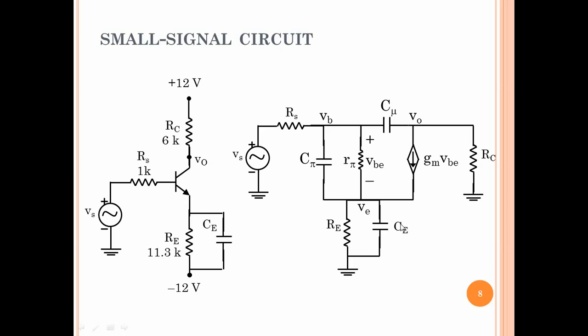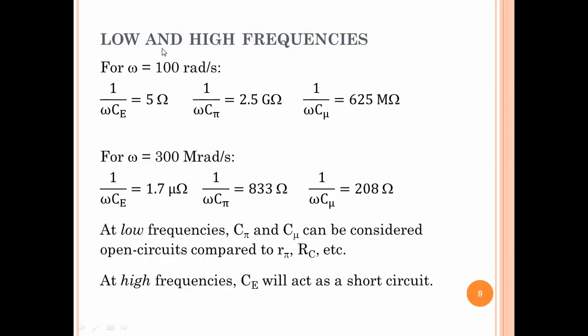Now let's look at some numbers a little bit. Let's look at a low frequency and a high frequency. Let's say omega is 100 radians per second, a reasonably low frequency. Let's find the magnitudes of the 3 capacitive impedances. CE is 2 millifarads, so 100 times 2 millifarads is 0.2, which gives us 5 ohms. So the impedance of the emitter capacitor at 100 radians per second is 5 ohms. C pi is 4 picofarads, very small. Frequency is small, capacitor is small, so this turns out to be 2.5 giga ohms. C mu is 1 picofarad, 1/4 of C pi, so this is 1/4 of 2.5, 625 mega ohms.